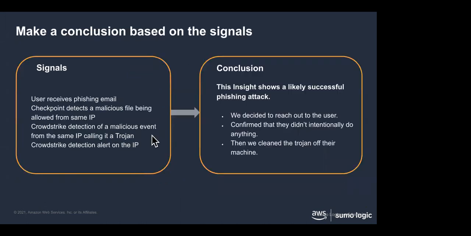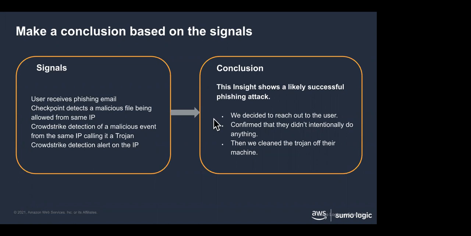Now, once we look at these signals, we see what happened. Now we've got a scenario where a user received a phishing email, and we determined that Checkpoint determined a malicious file was being allowed by that same IP address, and then CrowdStrike detected a malicious event from that same IP address calling a Trojan. Imagine that from a malicious file. And then CrowdStrike created a detection alert based on that IP address. So, sounds like we had a phishing attack and it was successful.